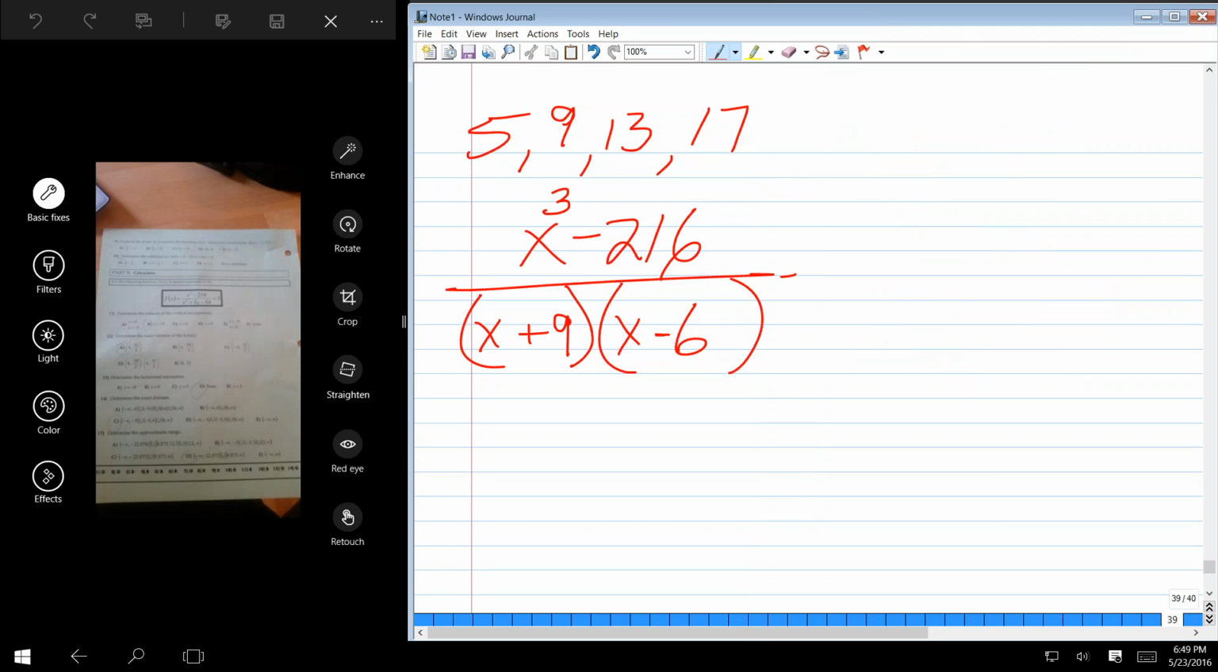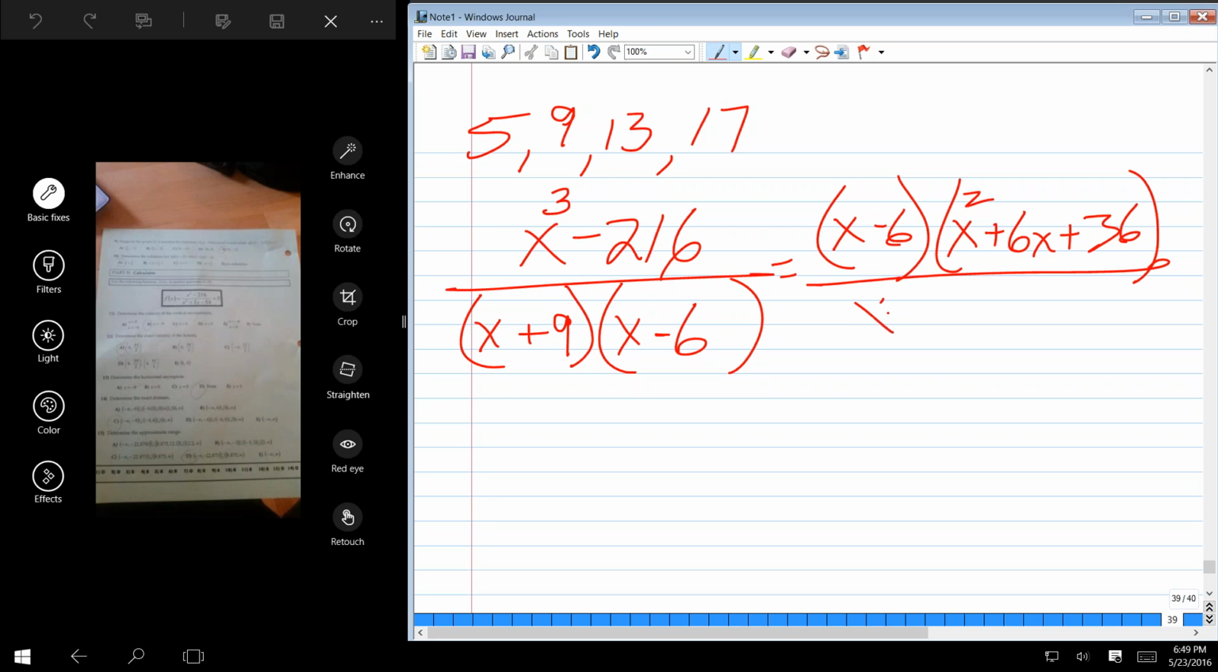I can factor the top also. The very first factor, that's a difference of perfect cubes. So it's x minus 6 times what? x squared plus 6x plus 36. And now one of my asymptotes turns into a hole. In other words, what looked like it was going to be a vertical asymptote now becomes a hole at 6. So the only vertical asymptote I have is at x equals minus 9.